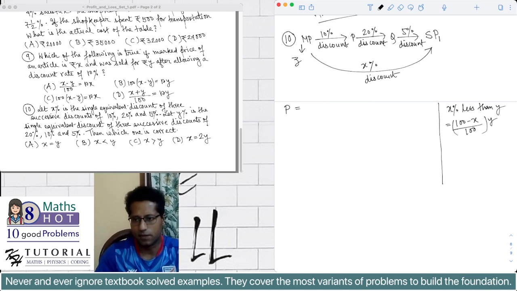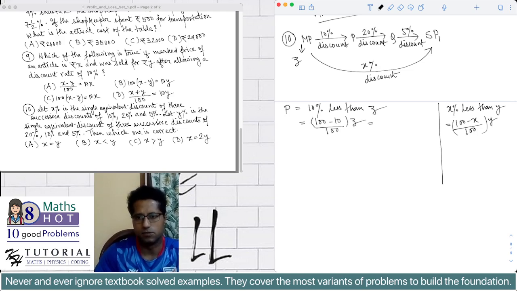So I will now directly use the formula that I just wrote on the right hand side. So P is nothing but 10% less than the mark price, which is Z, which will be equal to (100 minus 10) divided by 100 multiplied by Z, which is equal to 90 by 100 Z, which is equal to 9Z by 10.